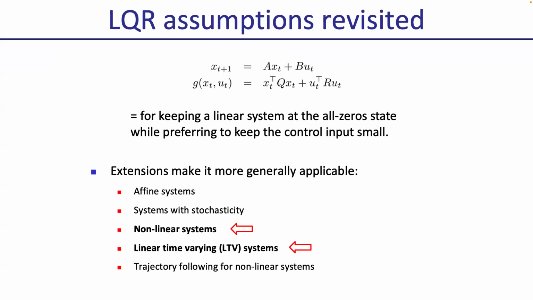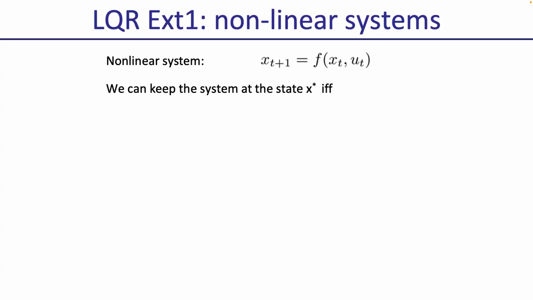Okay? So let's start by just thinking about nonlinear systems. In a nonlinear system, you're saying that your dynamics are not linear. There's some nonlinear function f, right? And for now, let's say you're trying to do stabilization around a point, which means that you want to keep your system at some state x star. And there exists some u star such that the system is stable at x star, right?